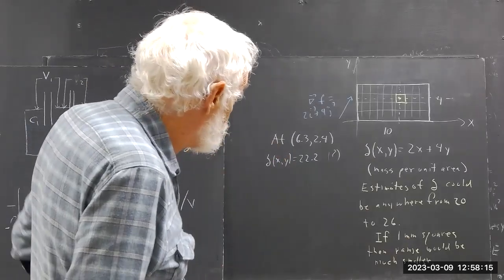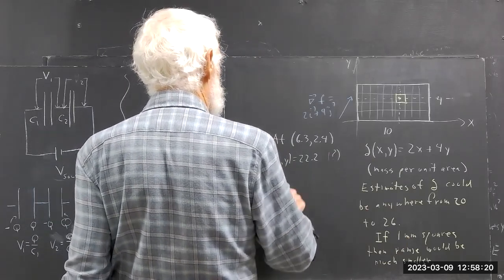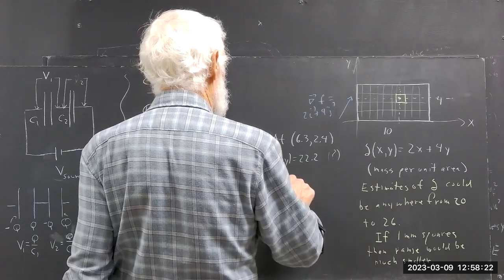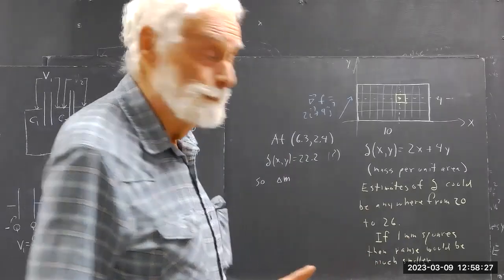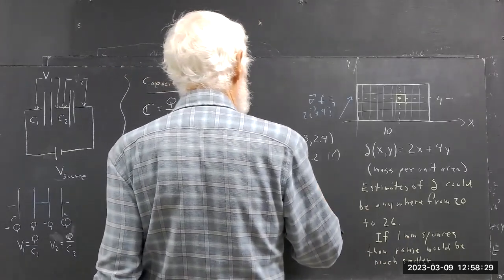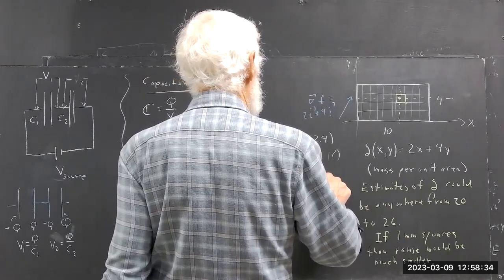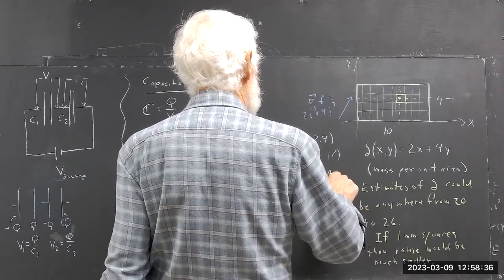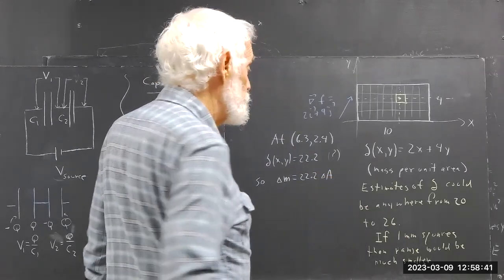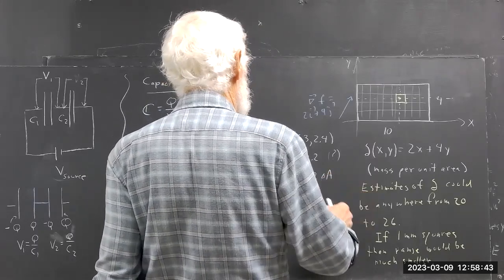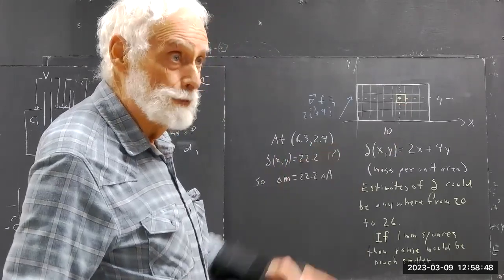Okay. I'll say delta M, our contribution to the total mass. It's 42.2 times our area. Our area of this increment is the unit. It's 1 square centimeter.